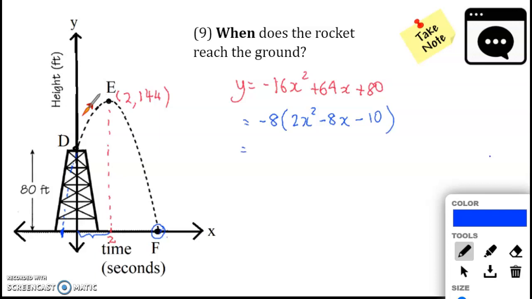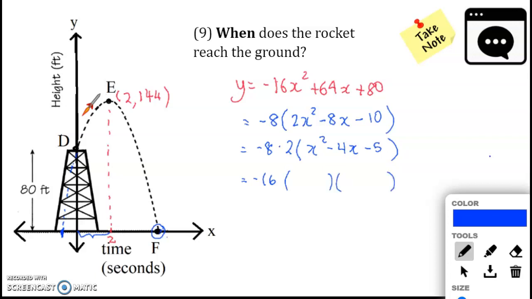Okay, so then I'm thinking, no, it's not just negative 8. I need to take another 2 out. That leaves me with x squared minus 4x minus 5. So that becomes negative 16. And now we need to factor this. This is my easy type.